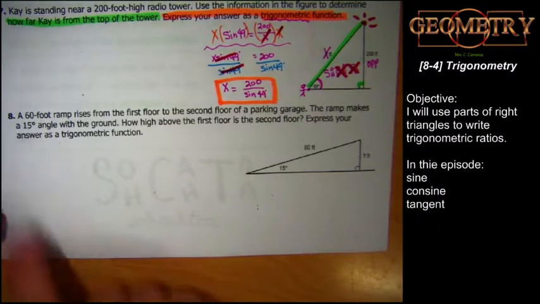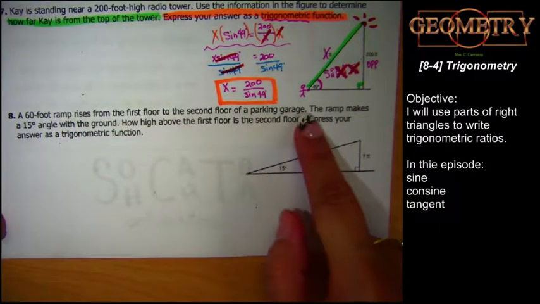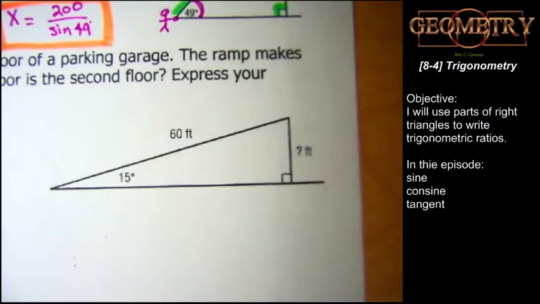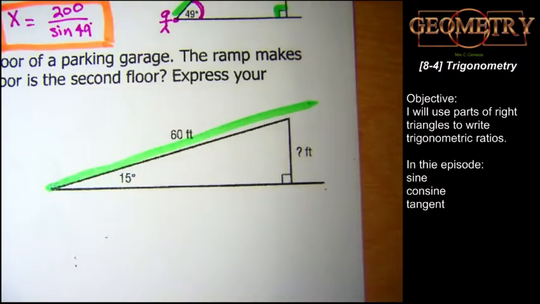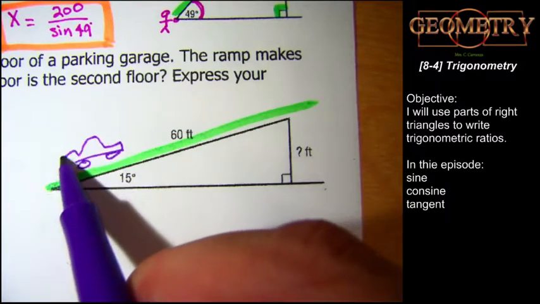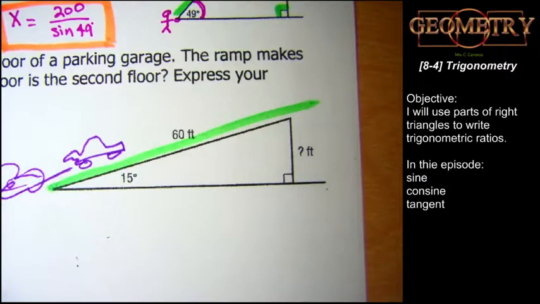Okay. A 60-foot ramp rises from the first floor to the second floor of a parking garage. I'm going to look at my picture and try to make it do that. Okay, so I have ramp because there's a car that's on top of it. Here's the Batmobile. Okay, so there's the car driving up the ramp.